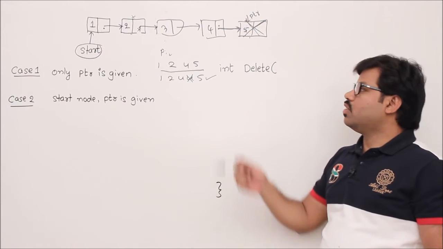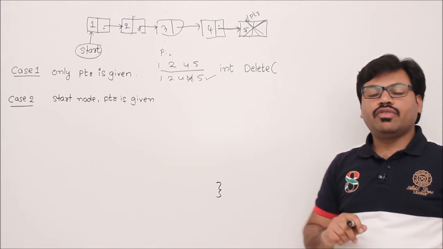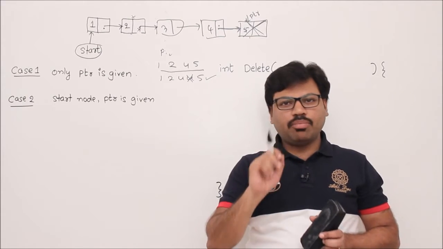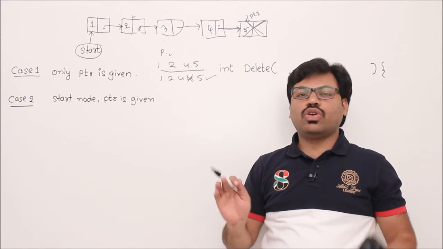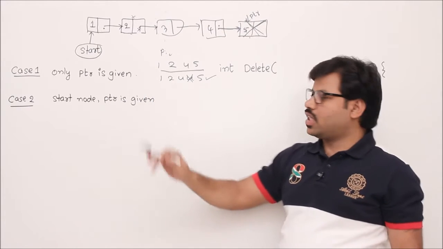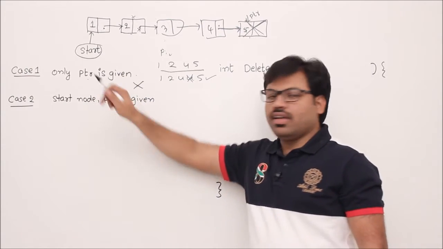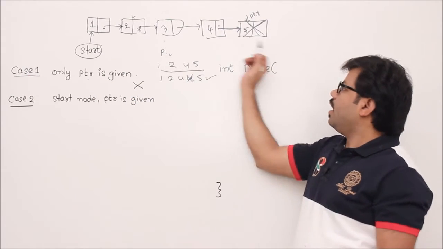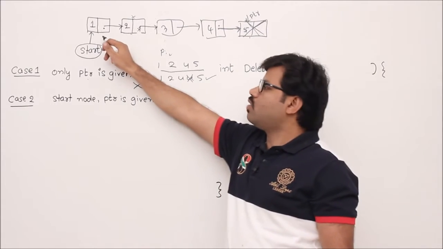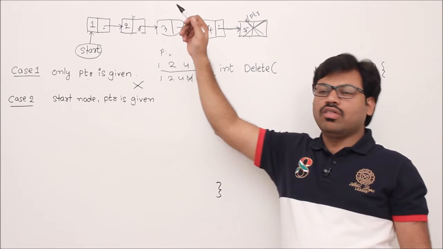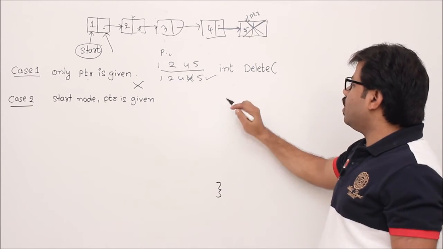Correct? That's why I can't delete a node where the pointer is given. If the question is like this, given a PTR, can you always delete a node? No, because which node can't you delete? The last node. That's why this case is closed. But given a pointer, I can always delete any intermediate node from start to anything. For example, the start node also I can delete. How? Simple. However, I am not deleting the start node. I will tell you how to delete the start node here.